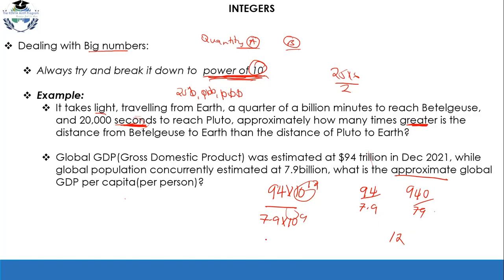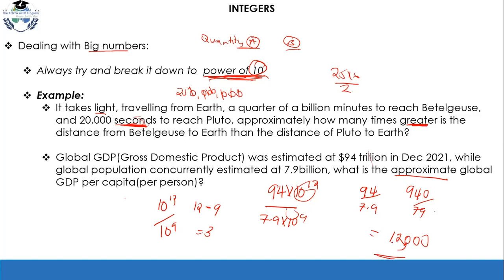So 12, and now bring back your zeros. You have 10 to the 12 over 10 to the 9. So 12 minus 9 gives you 3. So you have 3 zeros left: 1, 2, 3. So whoever gave us 12,000, that was the correct option. Everyone would have gotten it if I had given you multiple choices. But approximate is usually to the nearest whole number.